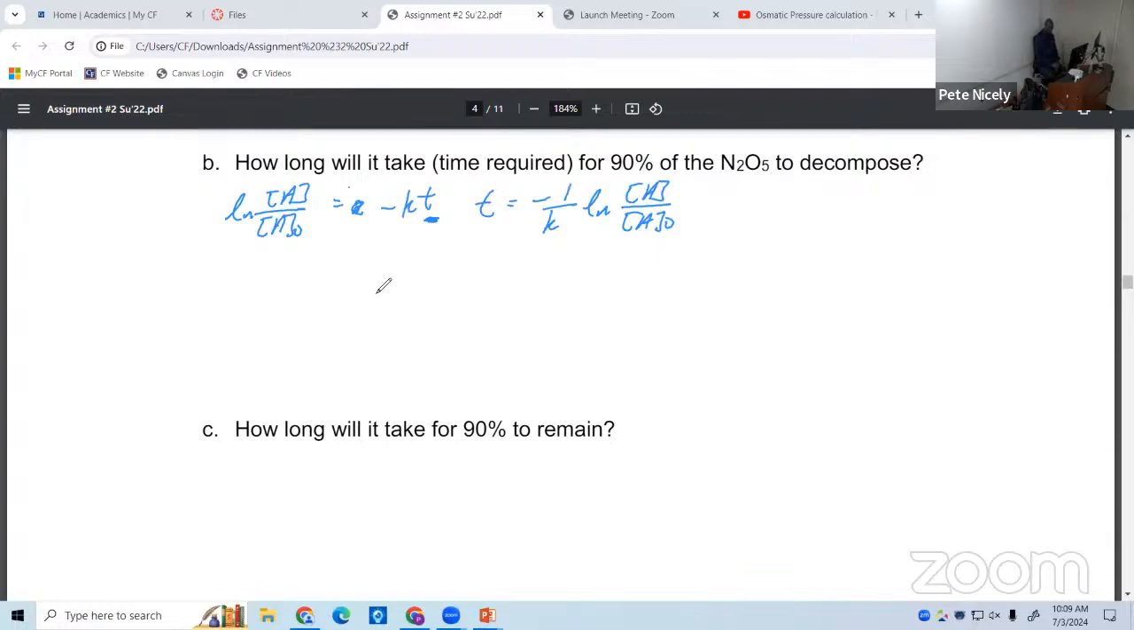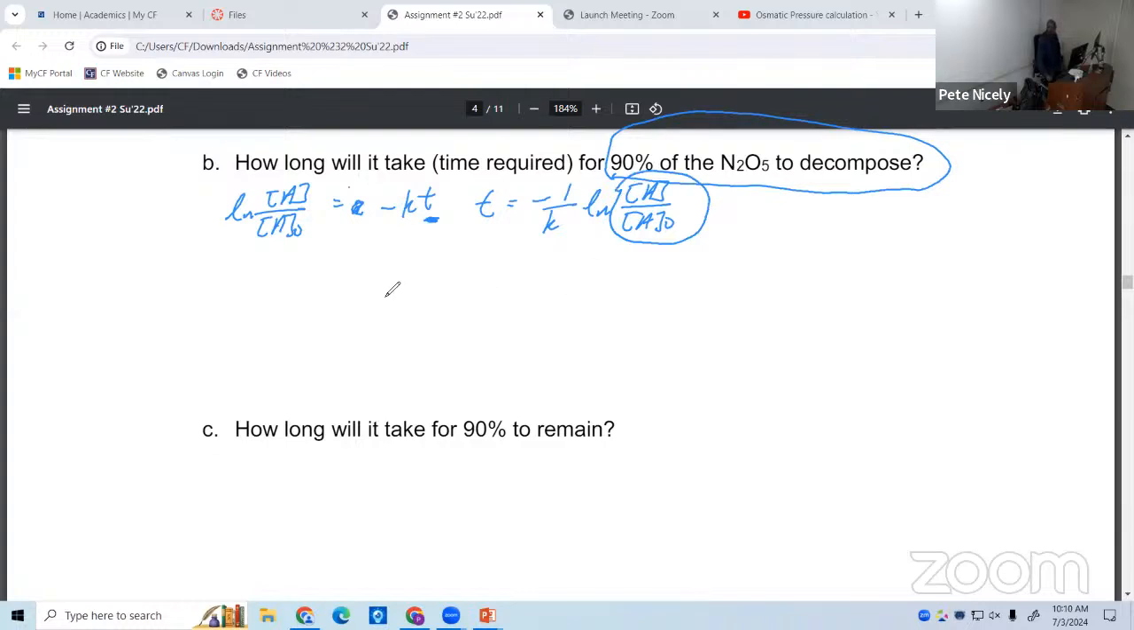Now, here's where you have to be careful. You have to interpret this part of the question carefully. It says, how long will it take for 90% of the N2O5 to decompose? So what does that mean? That means that at that time, whatever the time is, there'll be 10% of the initial amount of A remaining, right?